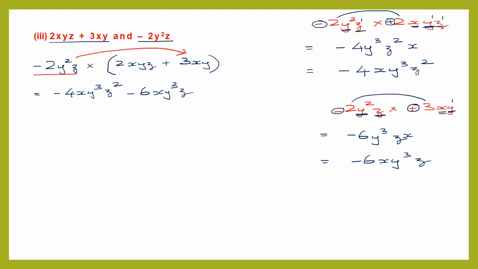So this is our final answer. Minus 4x y to the power of 3 z to the power of 2 minus 6x y to the power of 3 z.